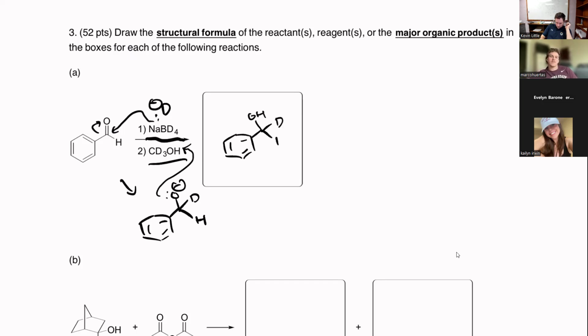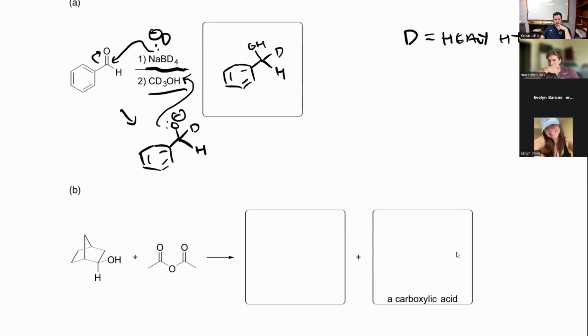A very similar question to what we saw in the last test with LAD. This is just sodium borodeuteride. It does the same thing. So is D the same thing as when we write R in your class? No, D is actually a heavy hydrogen. So it's just a hydrogen atom with an extra neutron. Okay, gotcha. So it's interchangeable with a hydrogen. That's why you can't kick it off. Got it.